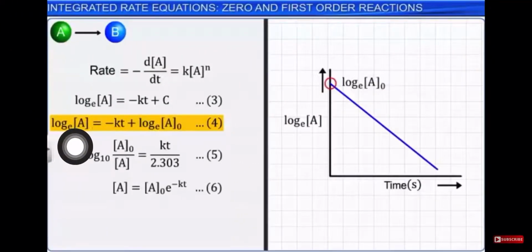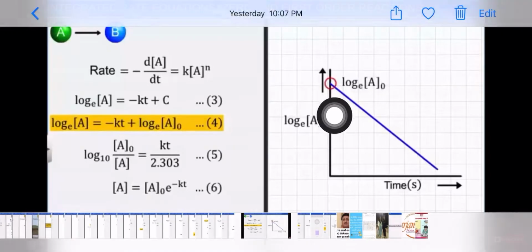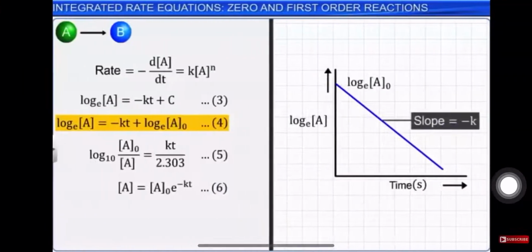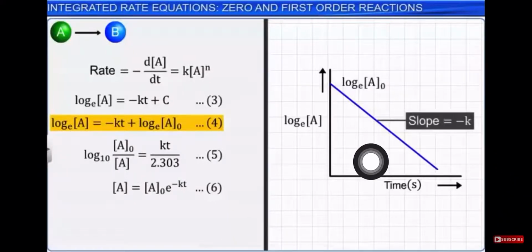As I told you, in order to draw the graph, over here we are taking log e. In zero order reaction we were taking concentration of A by time. Over here we are taking log e concentration of A by time. So at the initial point we are getting log e concentration of A0, and time is already there. So what is left behind? Minus K. So again the slope that we are getting is nothing but minus K.